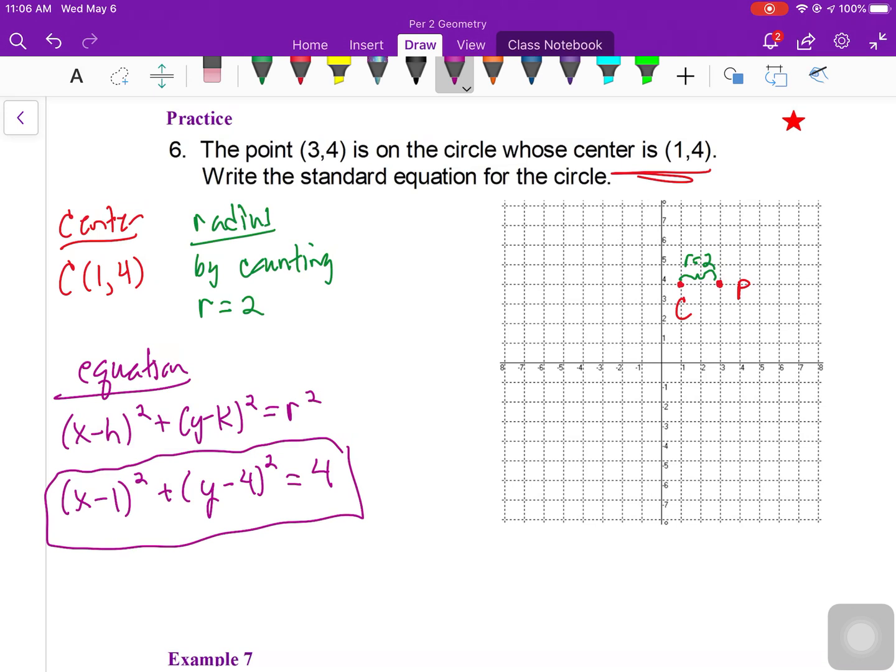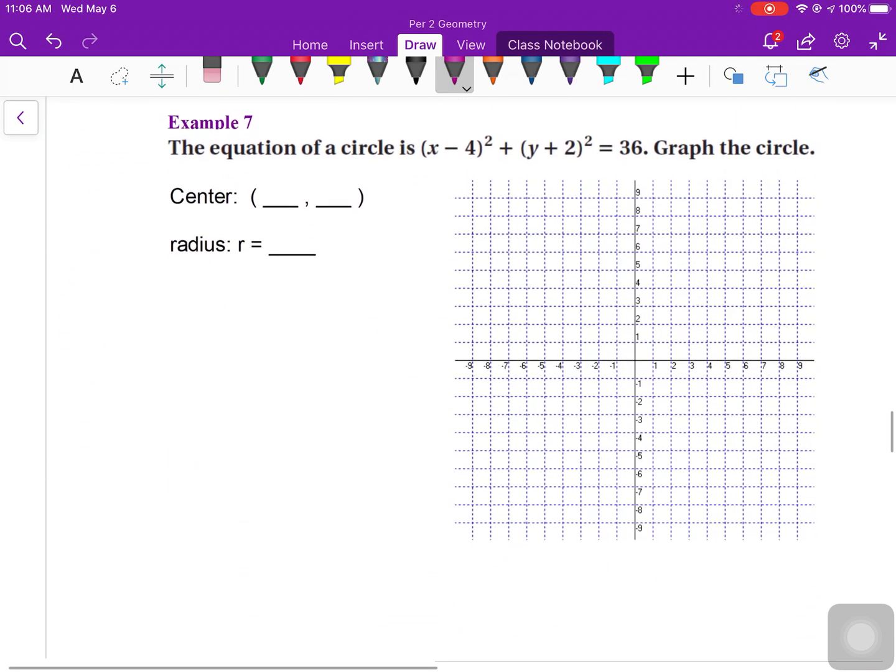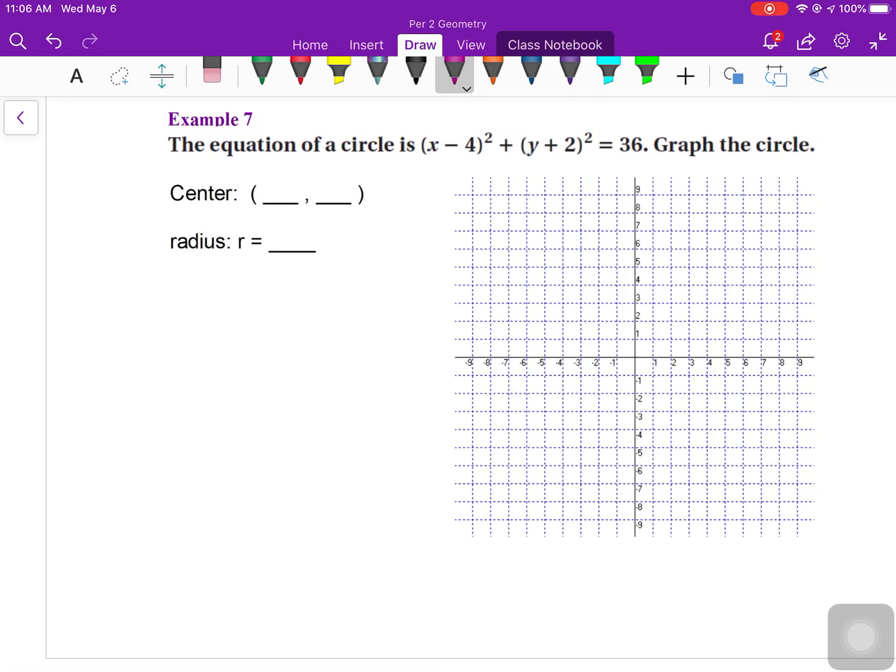Let's go ahead and graph this one as well. Since the radius is 2, we'll go 2 to the right. We already have that point. We'll go 2 up, we'll go 2 to the left, and we'll go 2 down. And then we'll go ahead and sketch that circle. Again, when you sketch them, the circle does not have to be perfect. We just want it to go through those critical points.